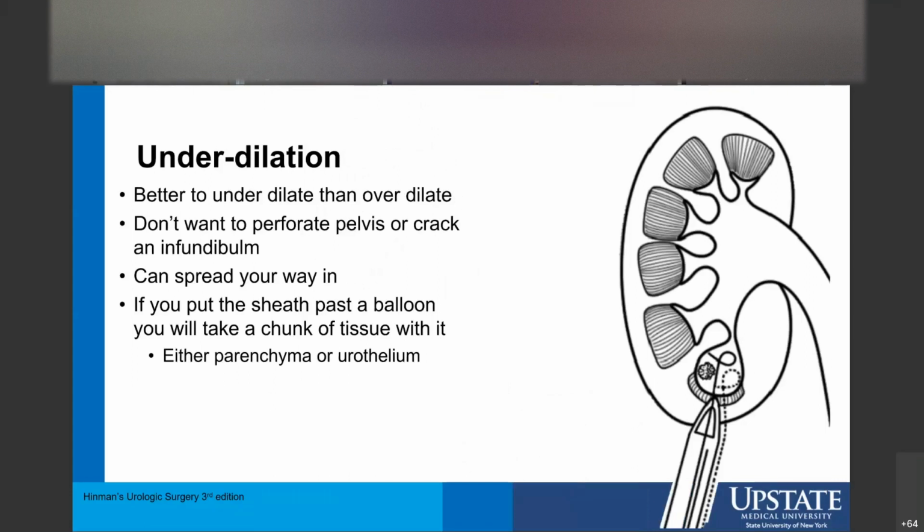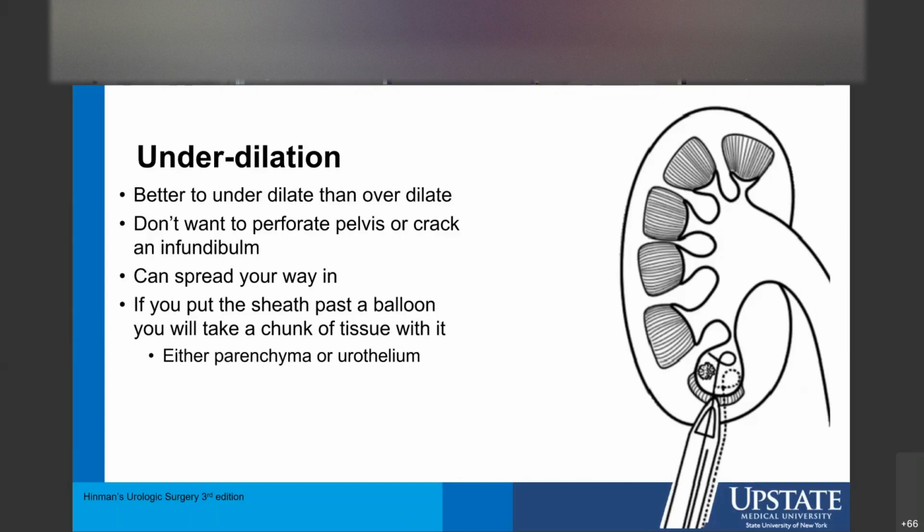I always find that it's better to underdilate an access than to overdilate. What I mean by that is you don't want to put the balloon past the infundibulum, and you don't want to advance your sheath past your balloon. What can happen is, if you take this example from Hinman's, that's a calyceal diverticulum. If we advance that balloon into the renal pelvis, we would split that calyceal diverticulum open. We'd have a lot of bleeding. We could get extravasation. Alternatively, we may push the balloon into the renal pelvis beyond the mucosa and into the retroperitoneum. That could be problematic.